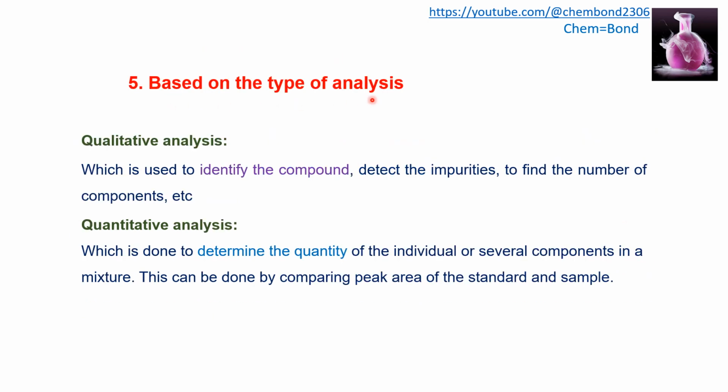Based on type of analysis, there are qualitative and quantitative analysis. Qualitative analysis is used for the identification of components, detection of impurities, and to find the number of components. Quantitative analysis determines the quantity of individual or several components, and it is done by comparing the peak area with a standard or sample.